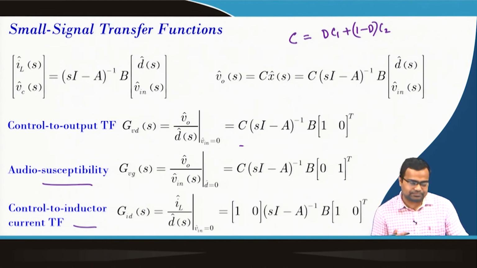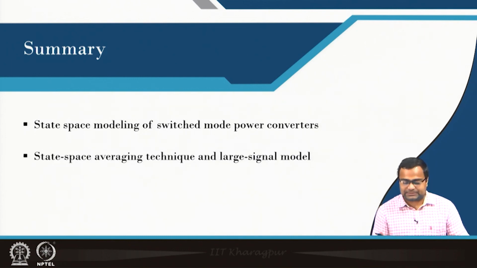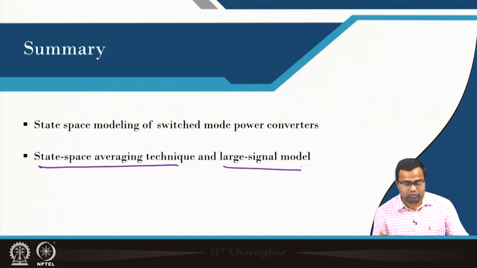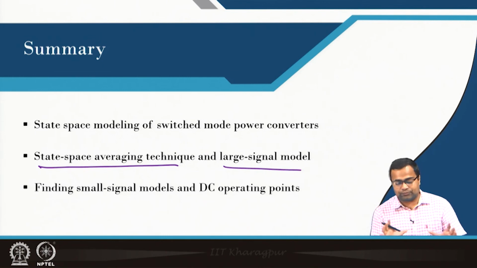We will verify that in a subsequent lecture. So, with this I want to summarize that today we talked about state space modeling of switching power converters, switch mode power converters. We also showed the state space averaging technique and large signal model, which is the average model. Then I have shown you how to find the small signal model and DC operating points.